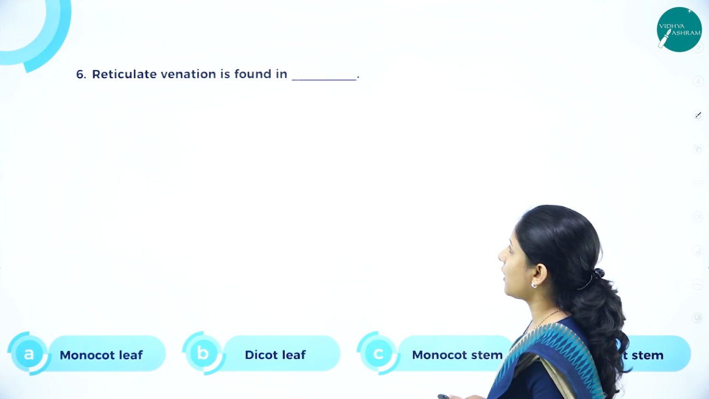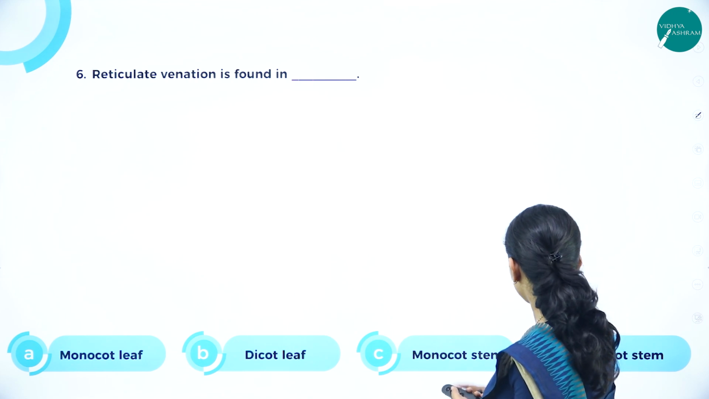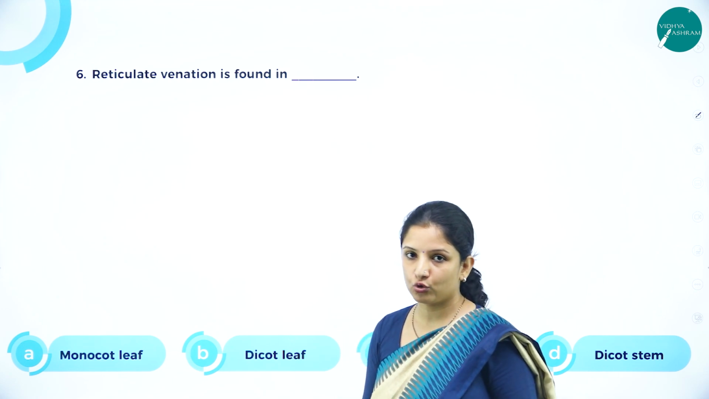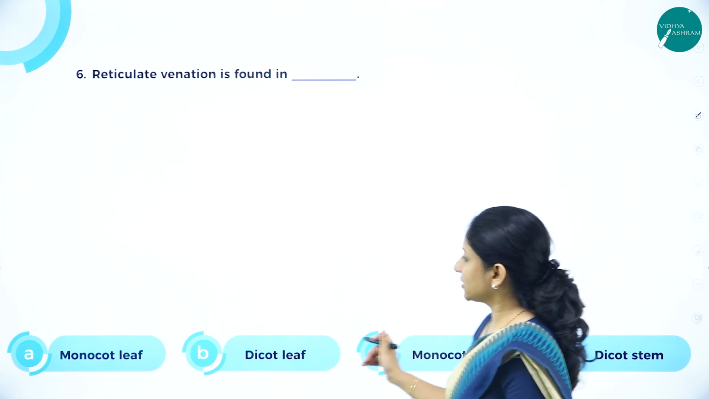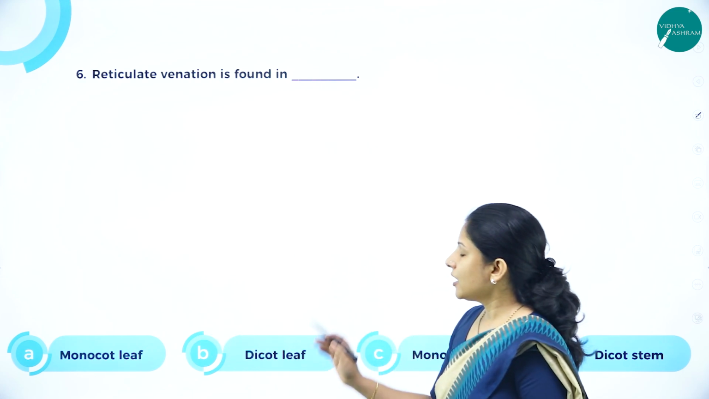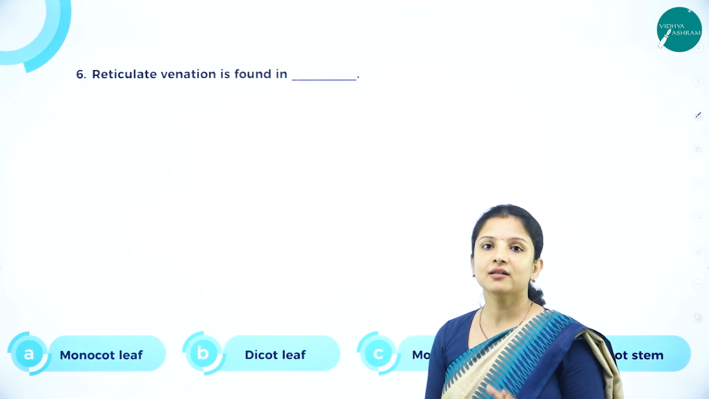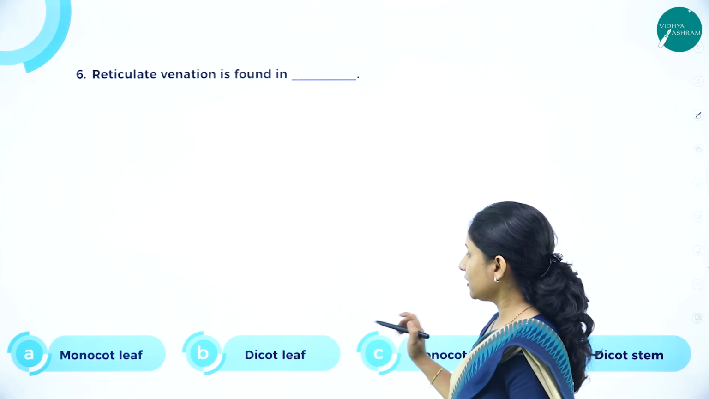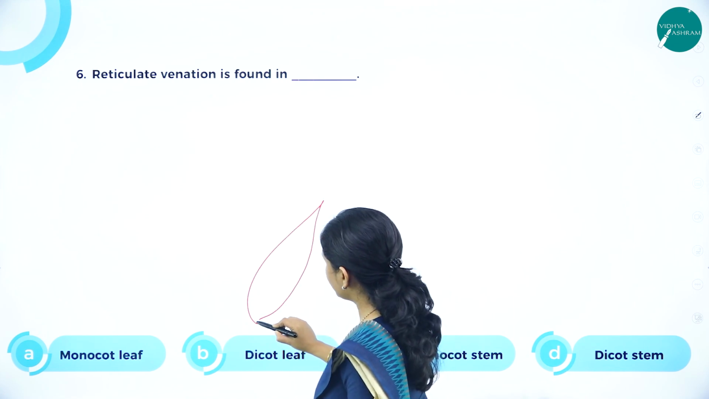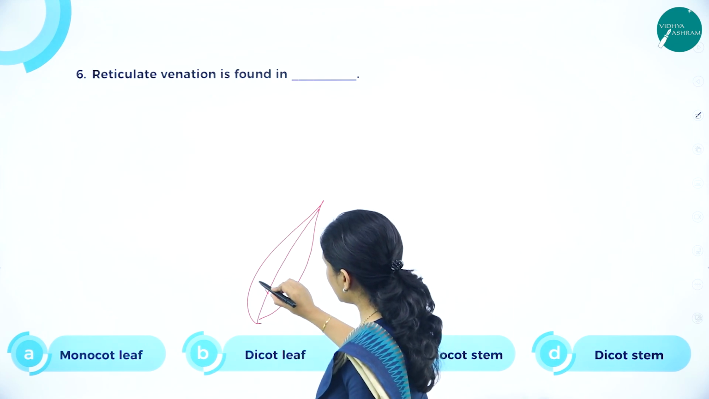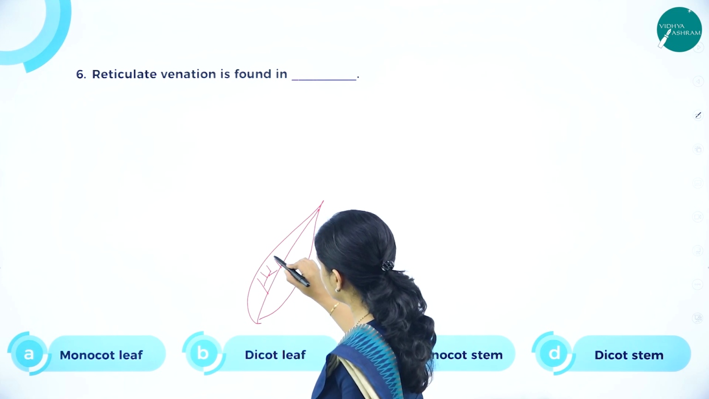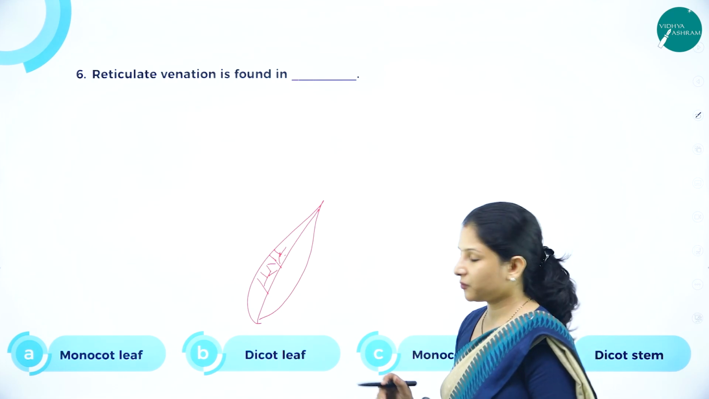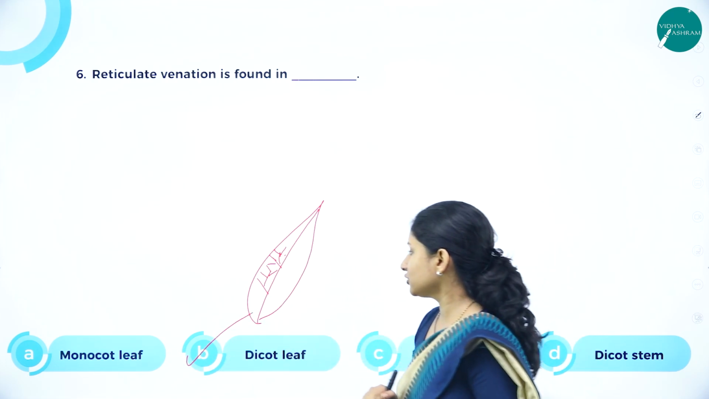Reticulate venation is found in monocot leaf, dicot leaf, monocot stem, dicot stem. Venation is actually seen in leaves. It has nothing to do with the stem. So the option is limited here to monocot leaf and dicot leaf. I told you in monocot leaf, they have parallel venation wherein the veins are arranged parallel to each other. In dicot leaf, they'll have a midrib and then they'll have veins and lots of veinlets like this, which will form a network. So it is in dicot that reticulate venation is seen. Therefore, the right option is option B.